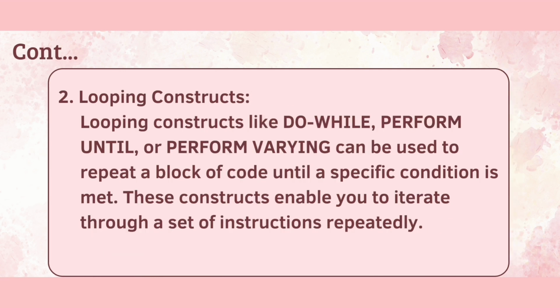Number 2. Looping constructs. Looping constructs like do while, perform until, or perform varying can be used to repeat a block of code until a specific condition is met. These constructs enable you to iterate through a set of instructions repeatedly.